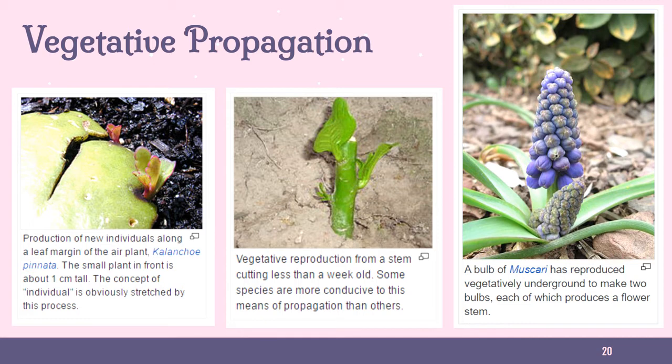Okay. So we see here a bulb of muscari. Okay, it has reproduced vegetatively underground to make two bulbs. So this is the first bulb and then another bulb. So these are the results of vegetative propagation.